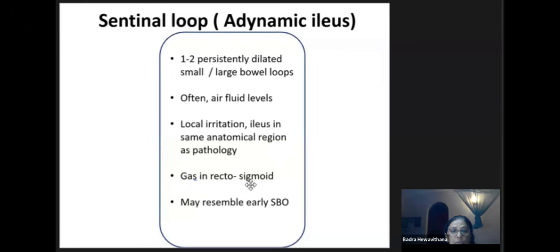The differentiating point is you look for gas in the rectosigmoid. Always gas in the rectosigmoid. So you know that there is no obstruction. It may resemble early small bowel obstruction. This is the real problem. You may think that this may be early small bowel obstruction. Again, look for this thing.